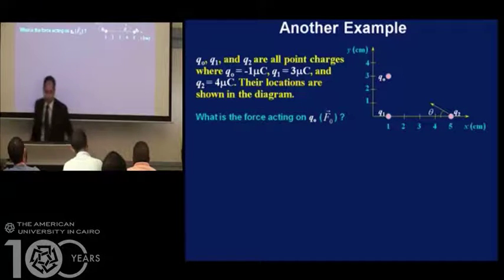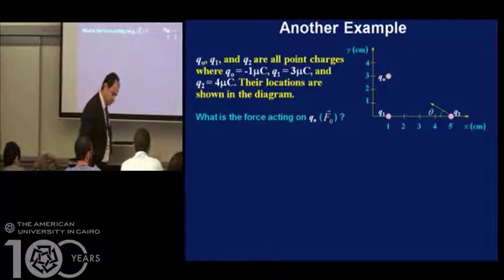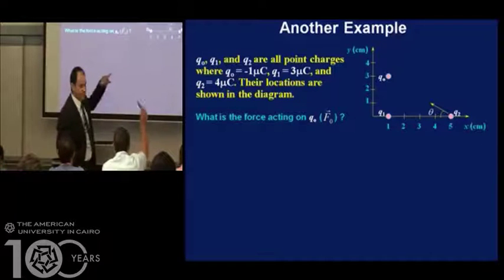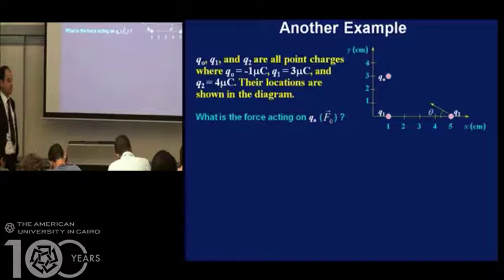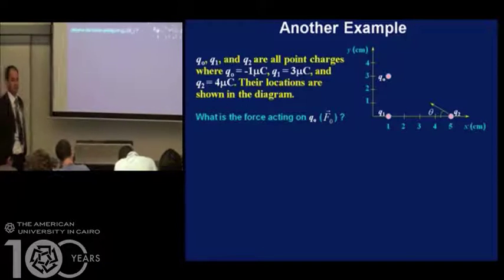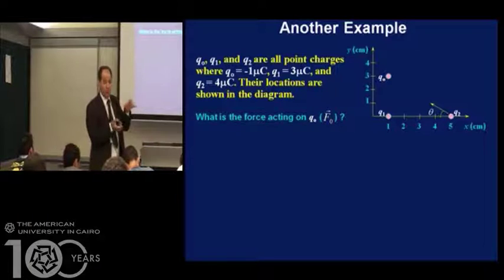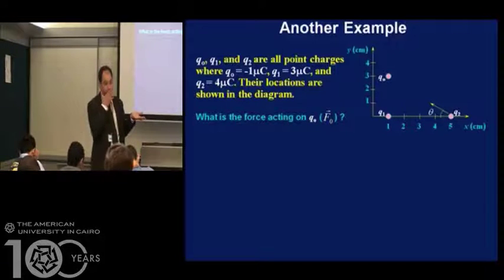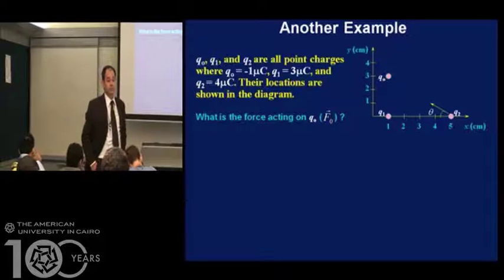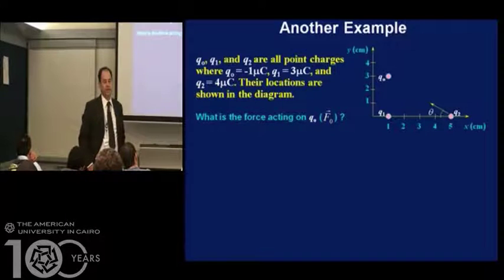I can't describe the vector acting. You need the angle theta. It's not going to move. Both of them are fixed in space. They will not move. But I'm saying if they are free to move, in what direction will it move? The electrostatic force Q1 is acting on Q0, the same force Q0 is acting on Q1. They have the same forces.